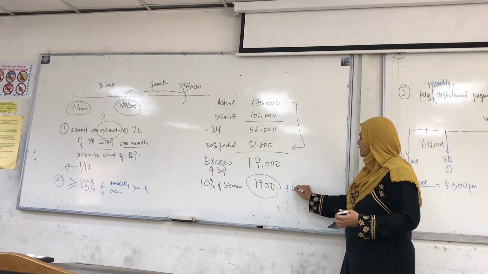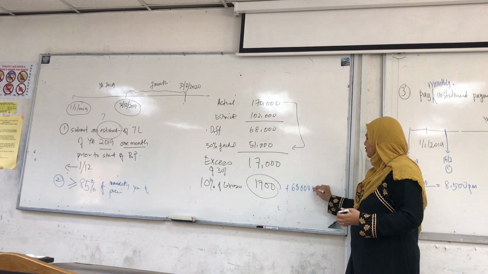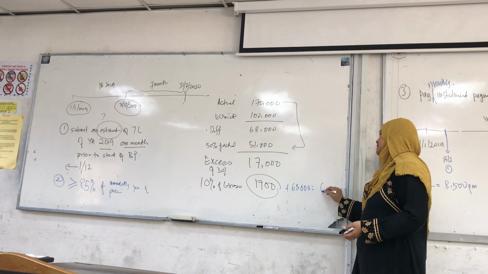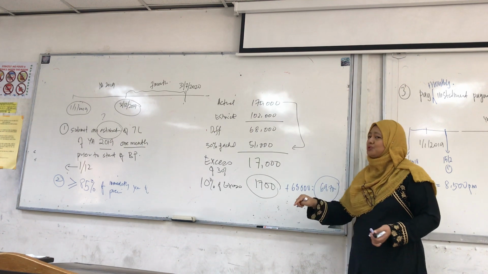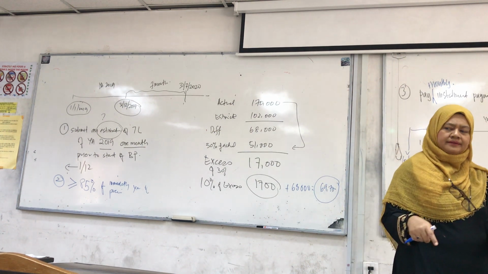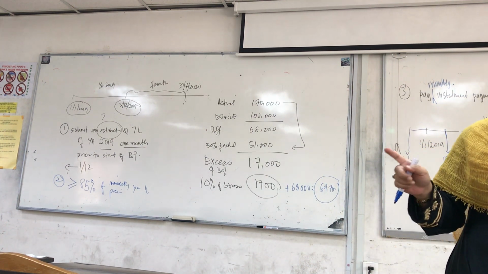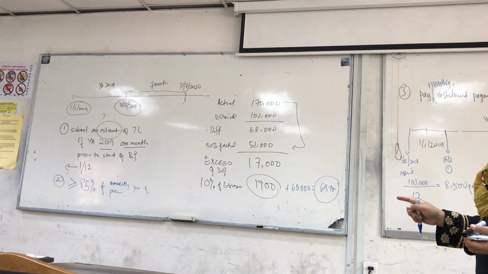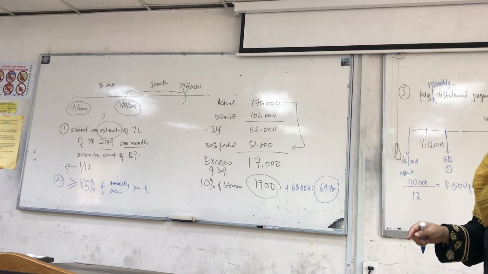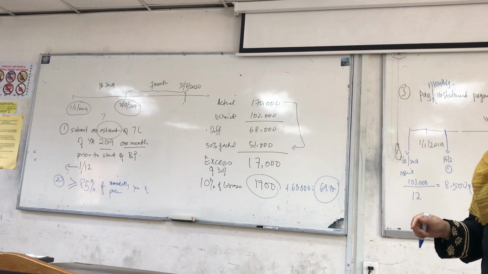So plus 68,000, then you have to pay a total of how much? 69,700 is the amount due to the government. By when should you pay to RB? By 31st of July 2020. Okay?